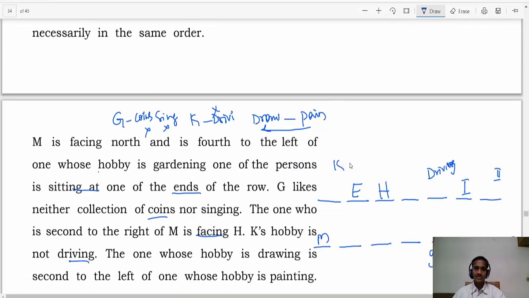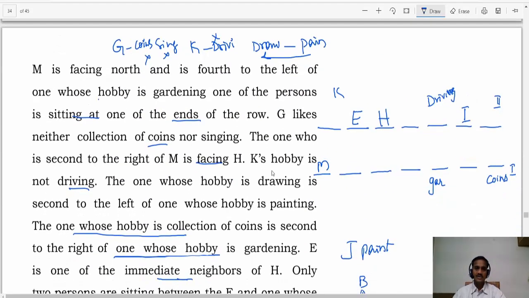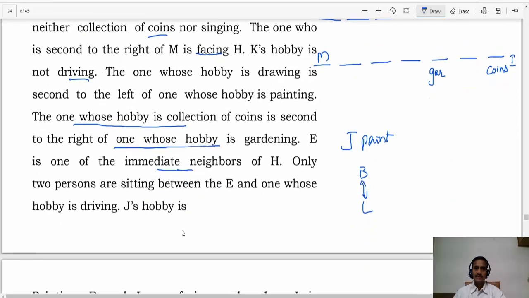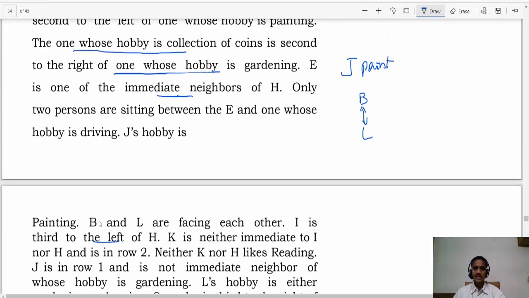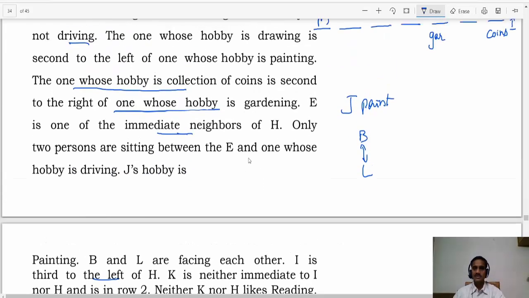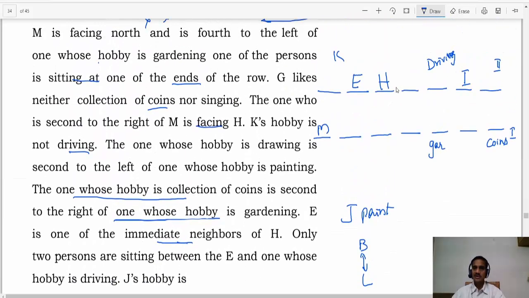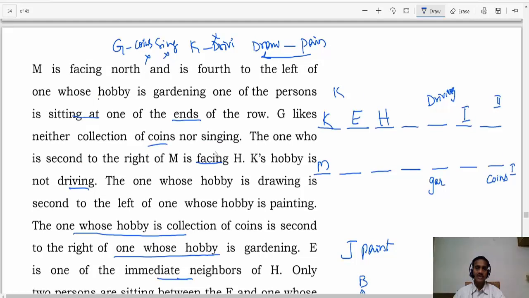K is in row 2. But K's hobby is not driving. K is neither next to I nor H, so K must be here. K is not driving, so the earlier possibility for driving is gone now. Okay, K, E, H, I are the persons left over.